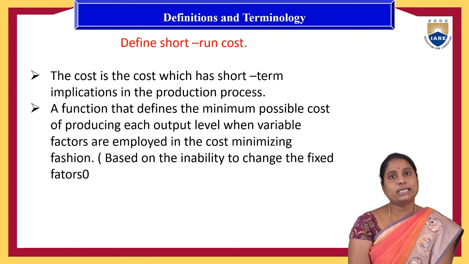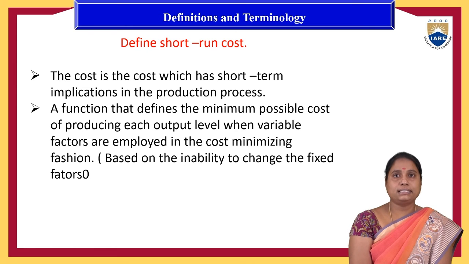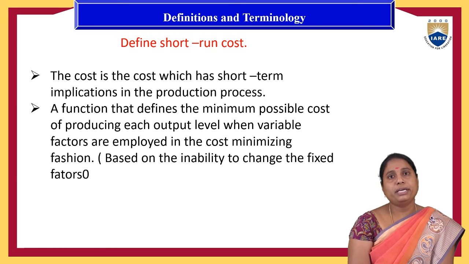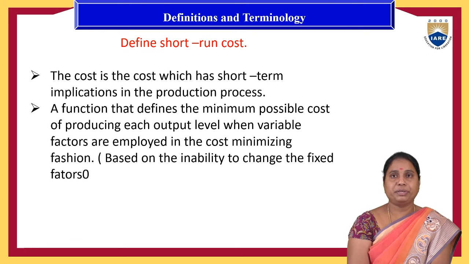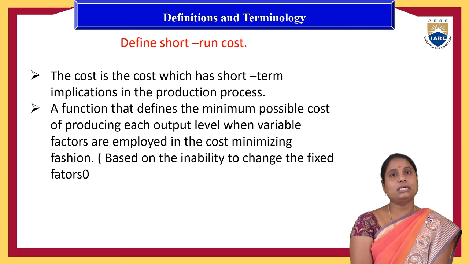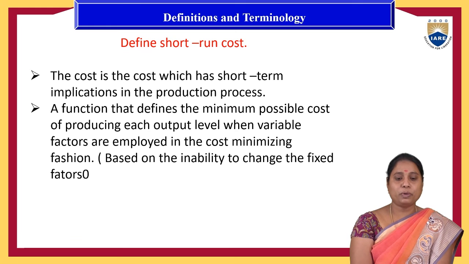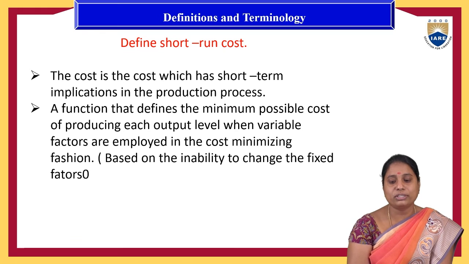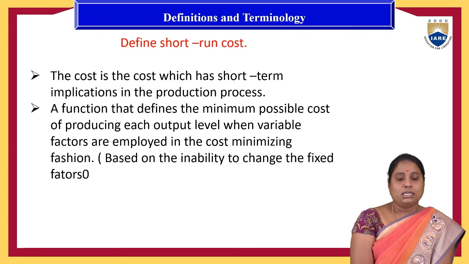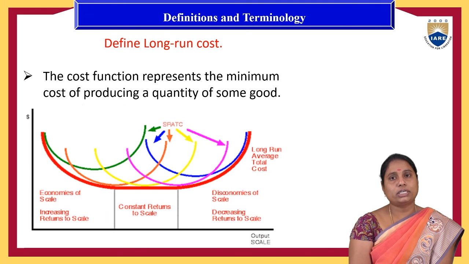Next thing is the short run cost. The cost that is estimated for a short run time period, that is within 1 year, will be called the short run cost. That defines the minimum possible cost of production at each output level when variable factors are employed in a cost minimizing fashion. So that is called the short run cost.